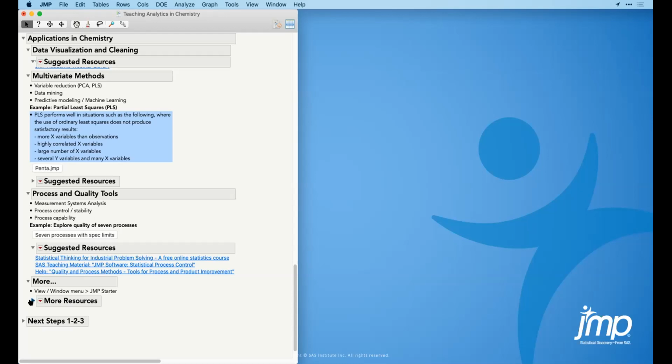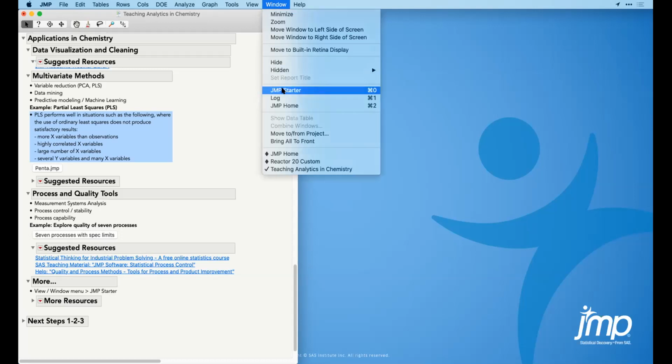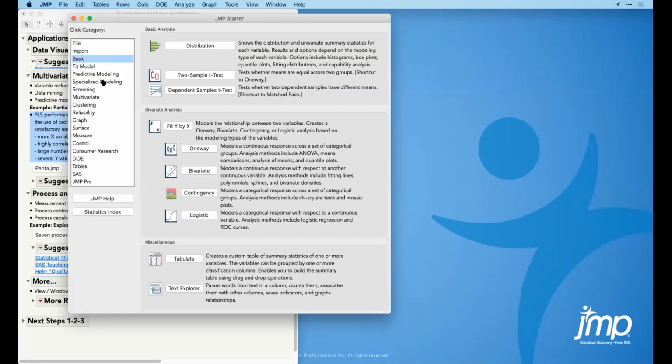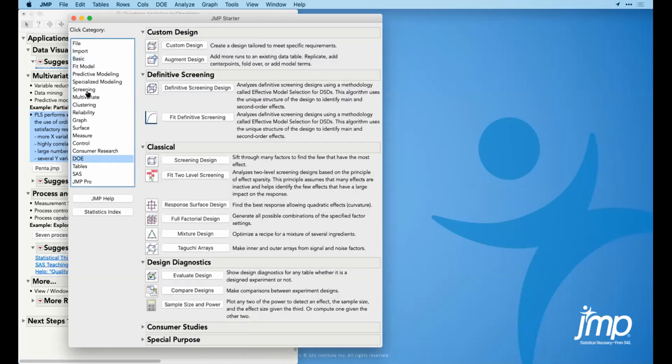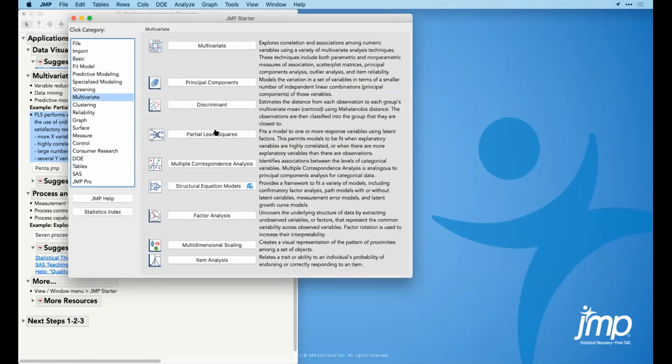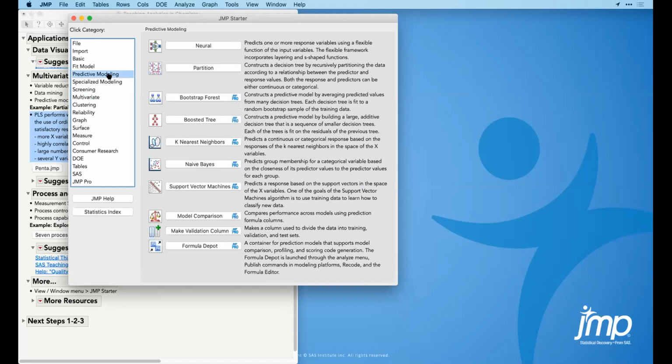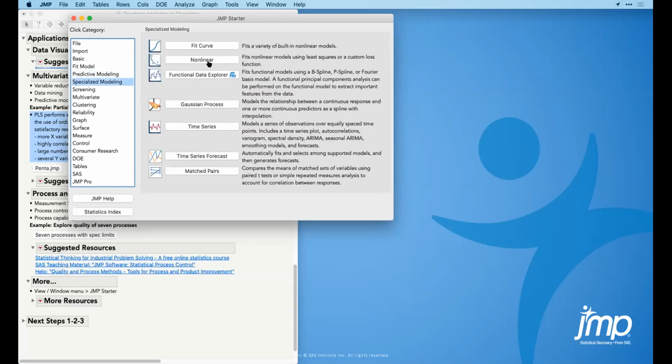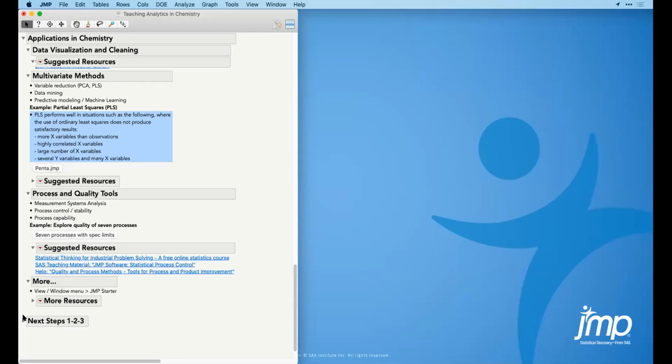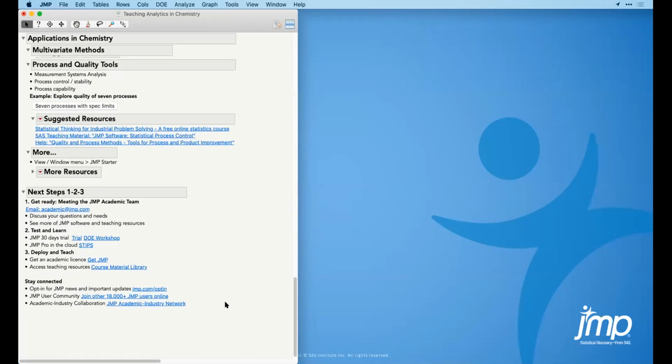You can explore more resources on your own, but the more I just wanted to mention is shown by the JMP starter. So we looked into DOE today, and we also looked into multivariate analysis using partial least squares. But here you can see that there's much more in JMP, for instance, on predictive modeling, machine learning, specialized modeling, including nonlinear fitting, time series analysis, and a lot more.